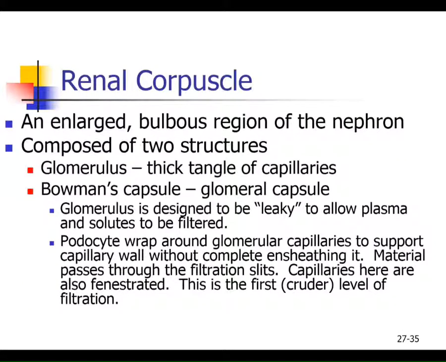Let me go through each part of the nephron. First part is the renal corpuscle. That is what you have in front of you on your triple model. So each of you has, on your triple model, a renal corpuscle. That renal corpuscle is this portion, right? This is the renal corpuscle right here.